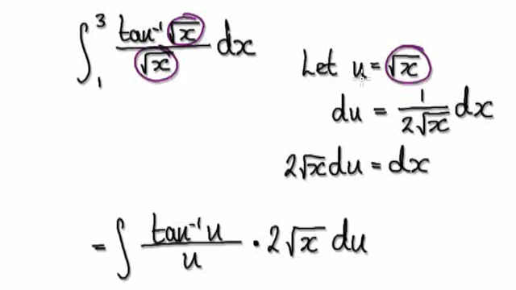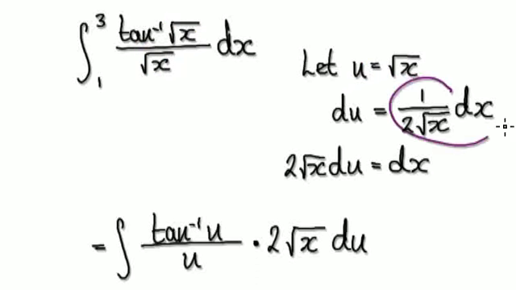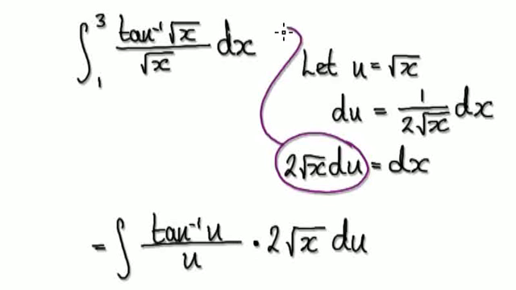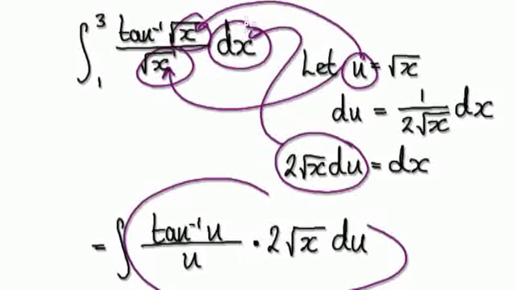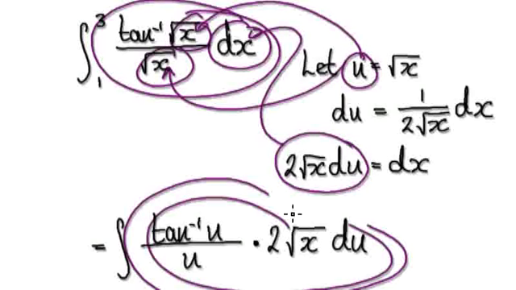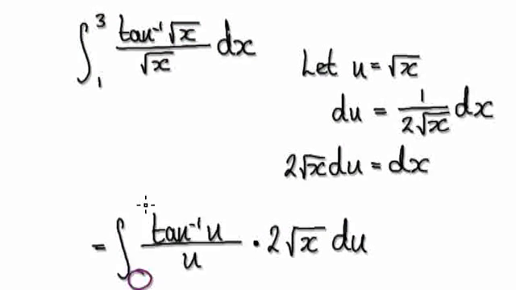So let u be the square root of x. Well, if u equals the square root of x, then du equals this thing here. Times both sides by this, then dx would be this. So we can put this into the dx, and then we can put the u into here and into here. Then this whole thing here would then become this. We will sort out this and this later on.